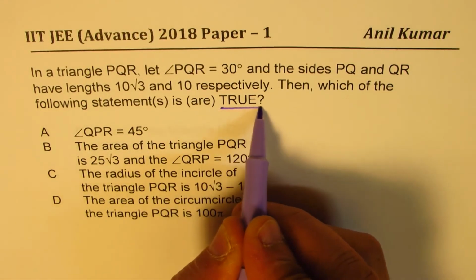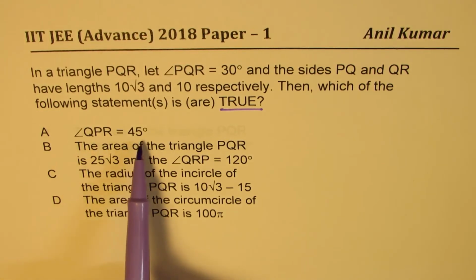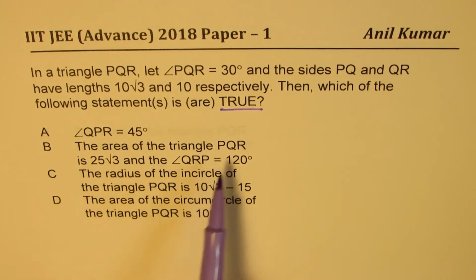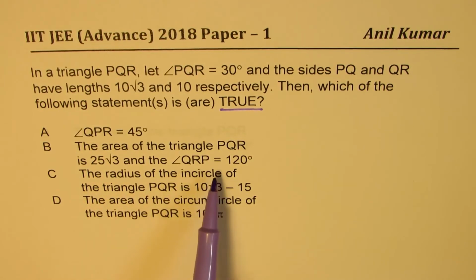So there are 4 statements. We have to figure out which ones are true. A. Angle QPR equals 45 degrees. B. The area of the triangle PQR is 25 square root 3 and the angle QRP equals 120 degrees. C. The radius of the incircle of the triangle PQR is 10 square root 3 minus 15. And D. The area of the circumcircle of the triangle PQR is 100 pi. From this you get an idea that you should really thoroughly understand the whole topic to answer a question when it is about IIT JEE.